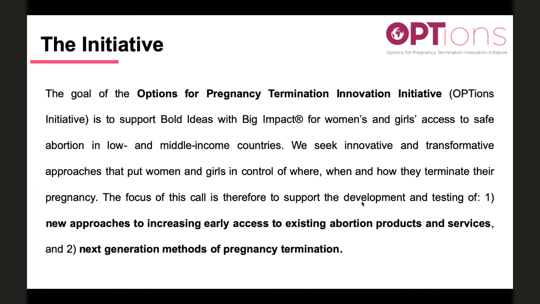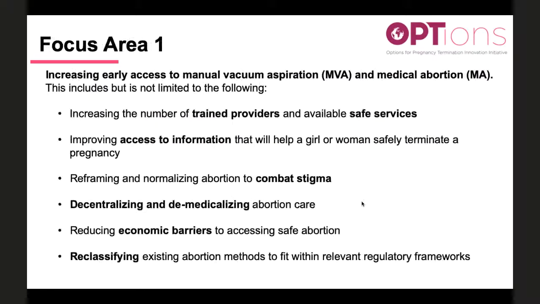The first that you can see here are new approaches to increasing early access to existing abortion products and services. And the second is developing and testing next generation methods of pregnancy termination. We'll take a bit of a deeper look at each of those here. And if you have reviewed the request for proposals already, you'll be familiar with this because this is all pulled exactly from that request for proposals. So you can also find all of this information in there.